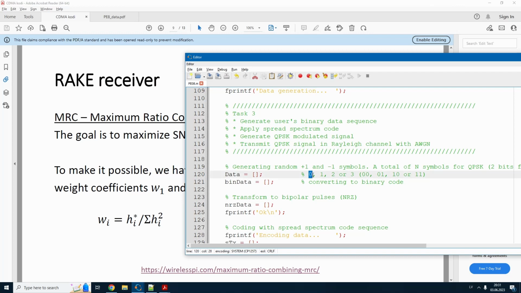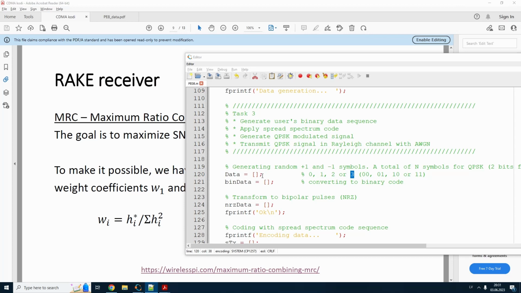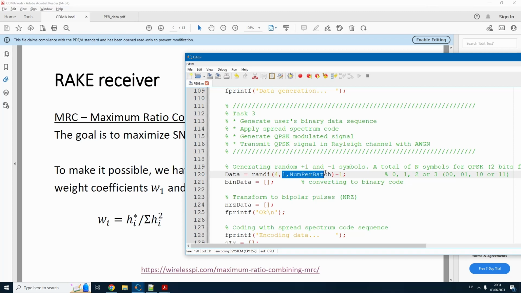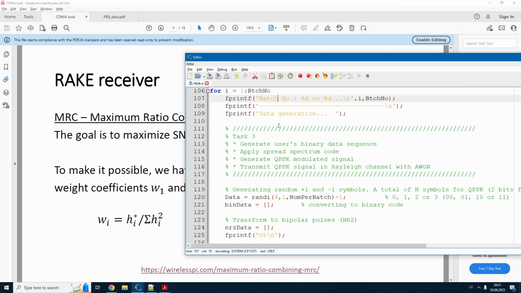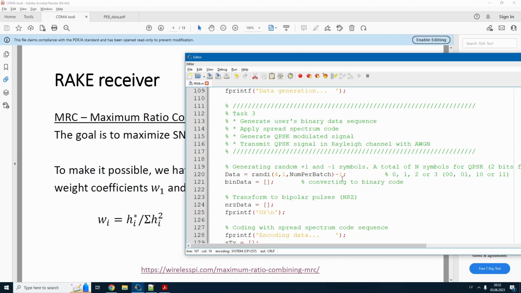This data generation now needs to generate either 0, 1, 2 or 3, because we have 4 possible symbols. Accordingly, we are going to generate random integers in a range from 1 to 4. The number of the symbols is going to be the number per batch, and the for loop is organized for each batch. So in this loop we are going to run batches, and accordingly we can actually change this to batch number, not block. What we program is a single batch with a length of 100,000 symbols. We subtract 1 because we want to get numbers from 0 to 3, not from 1 to 4. Accordingly, this is going to be binary 0, binary 1, binary 2, or binary 3.